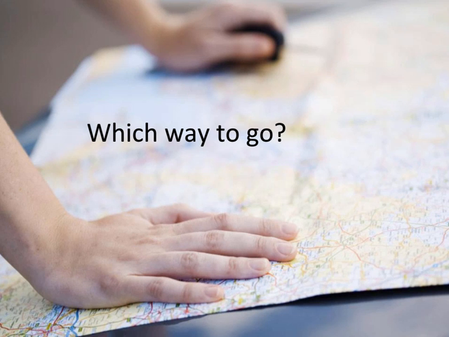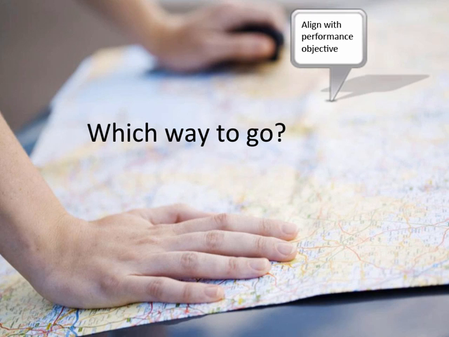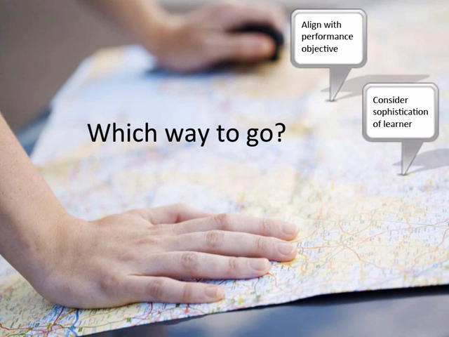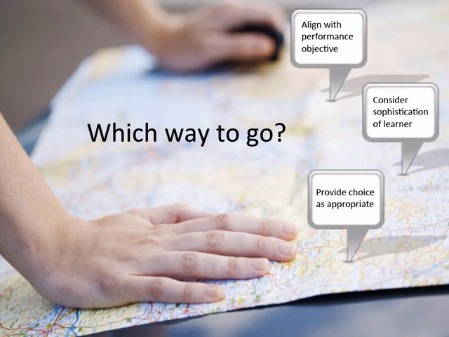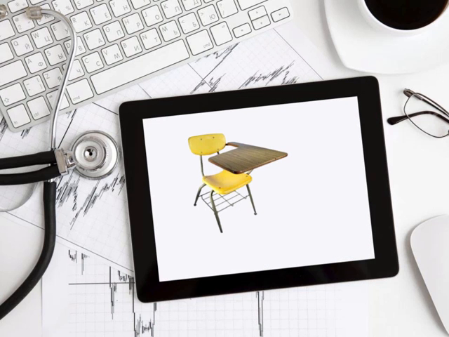So, how do you go about choosing your trajectory? Here are several helpful hints. The trajectory must align with the performance objective. The complexity of the trajectory may vary based on the sophistication of the learner. Learners value choice. When possible, give it to them. In designing a trajectory, it is important to keep in mind the teaching venue. What features do you think should be prioritized in online learning as opposed to large group didactic sessions?